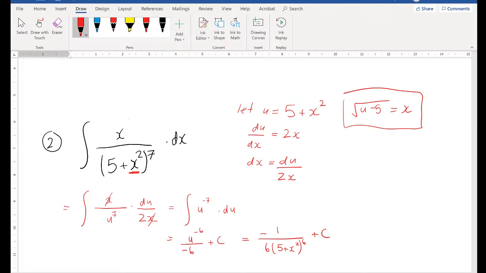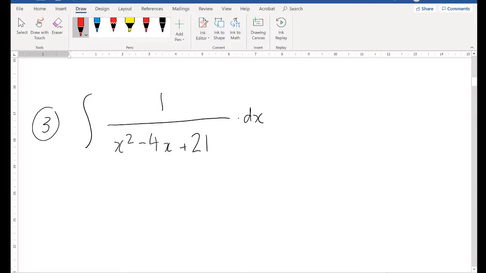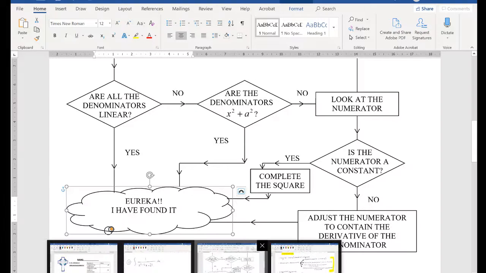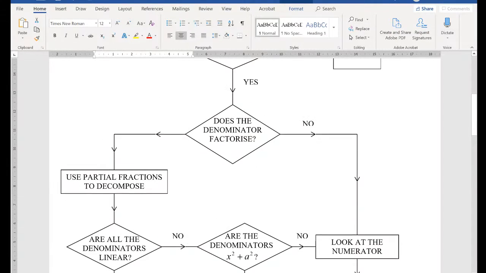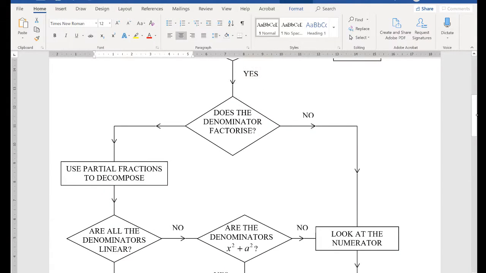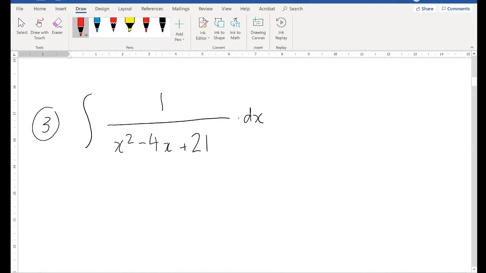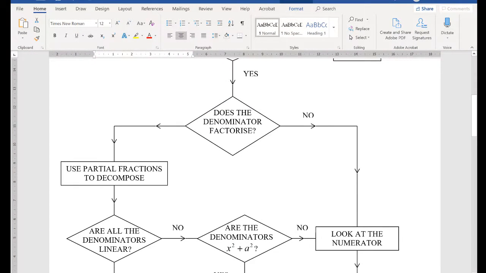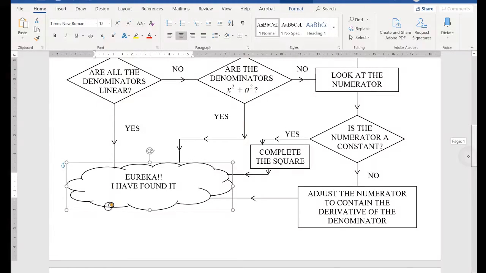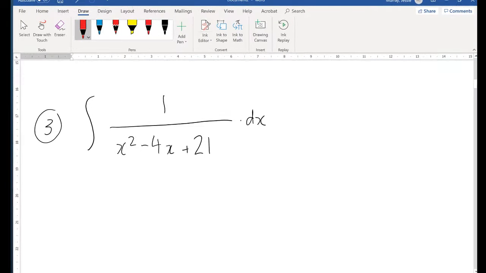Okay, let's keep going. Alright, so we've got a quadratic denominator. Let's have a look at our mind map. Okay, we've got a quadratic denominator and there was a constant on top. So yes, it was proper. No, from memory, that cannot factorize nicely. Okay, so it can't factorize nicely. So is the numerator constant? Yes, complete the square. Alright, so let's go back and complete the square now.